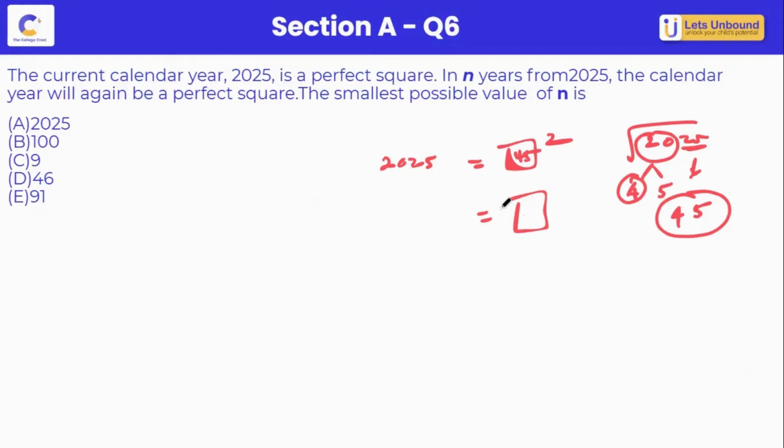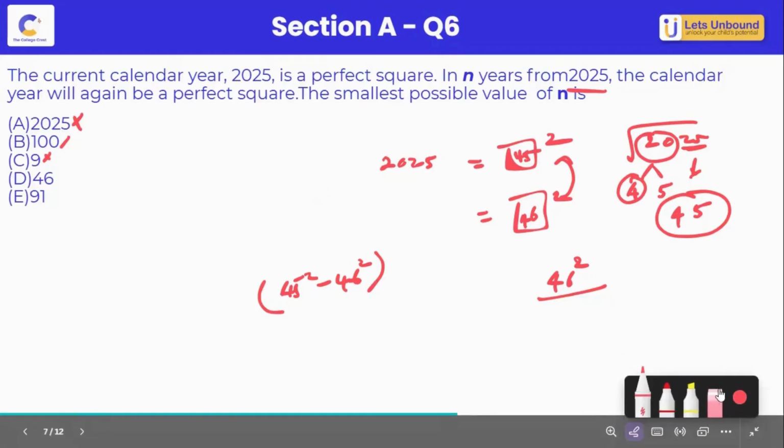The next year we are expecting is 46 squared, right? 46 squared means, after how many years will this happen? In n years from 2025. So I should find 46 squared. You have to multiply this, no way to go. But surely it will not be this or this, right? So you can filter, it's not just 9 years. So let's calculate 46 squared, or you can take the difference between these two: 46 squared minus 45 squared.